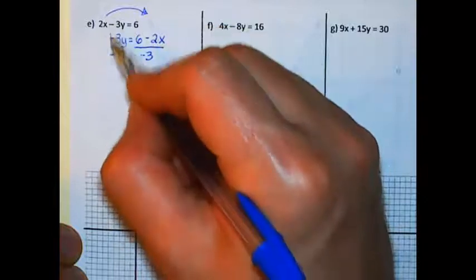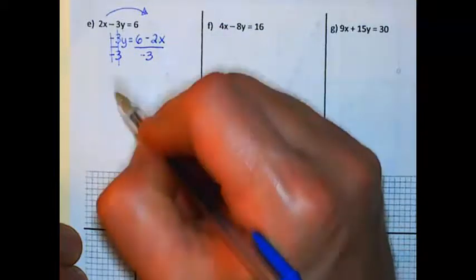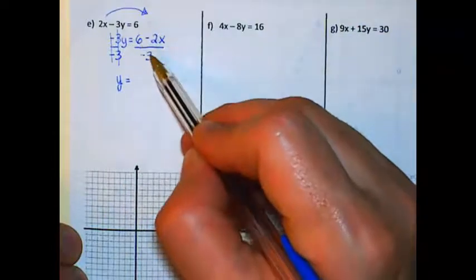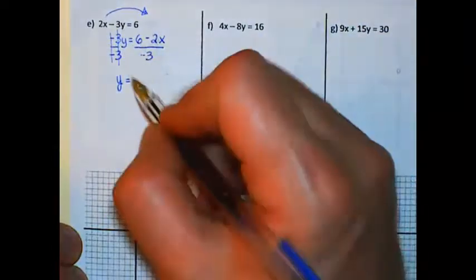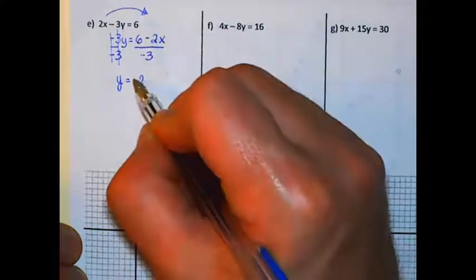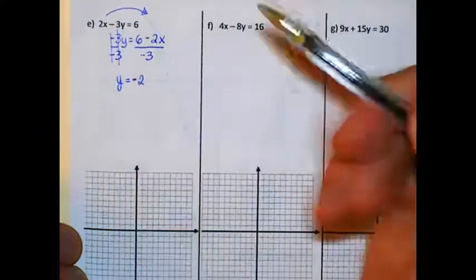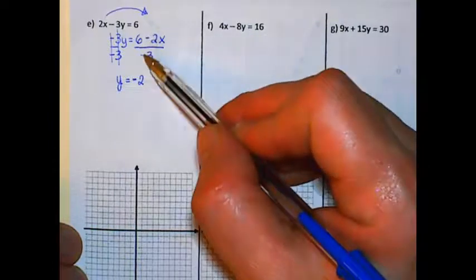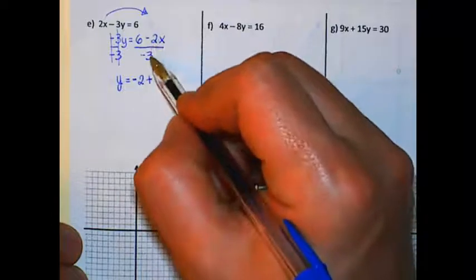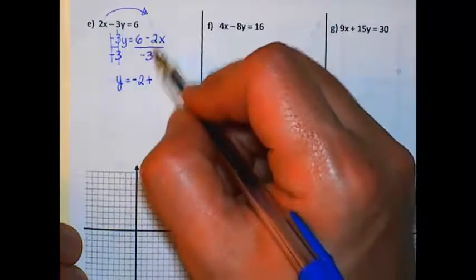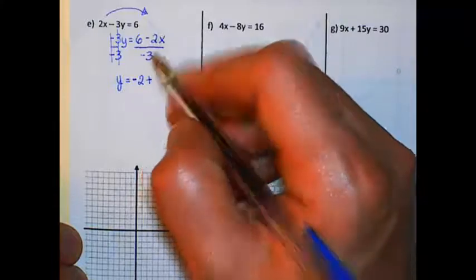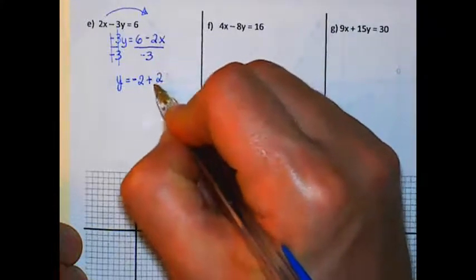On this side, the negative cancels, the 3 cancels. I am left with the y alone. And then 6 divided by 3 is a 2. And a positive divided by a negative is a negative. Negative divided by a negative becomes a positive. Can I divide 2 by 3? And the answer is no. So that means I'm going to leave it as a fraction.